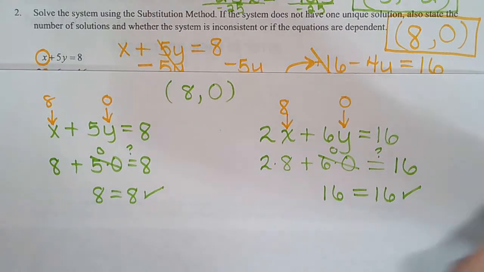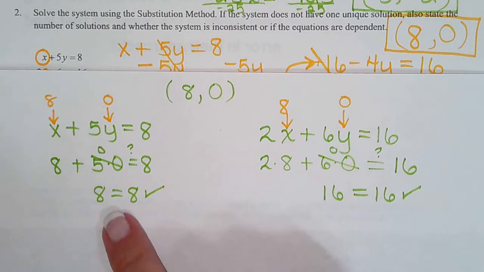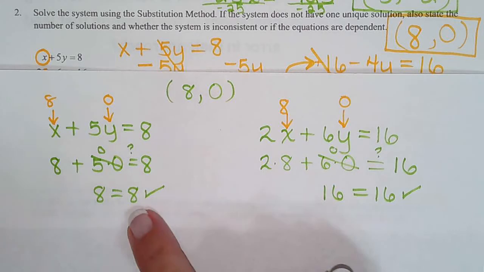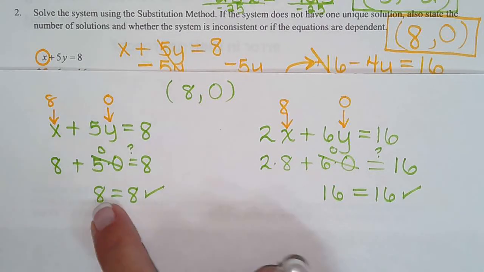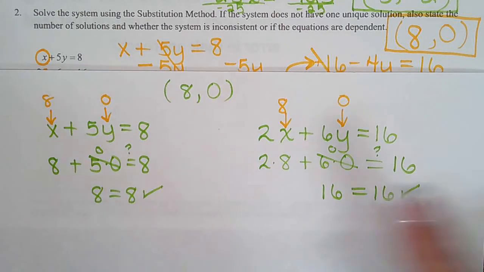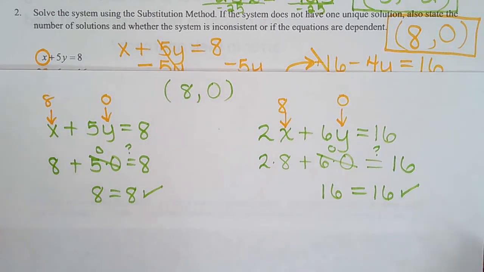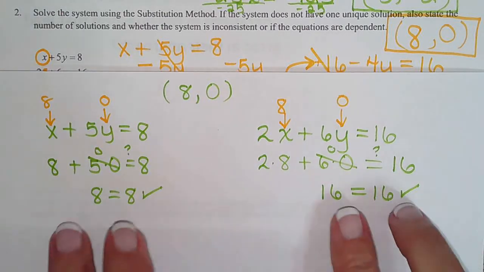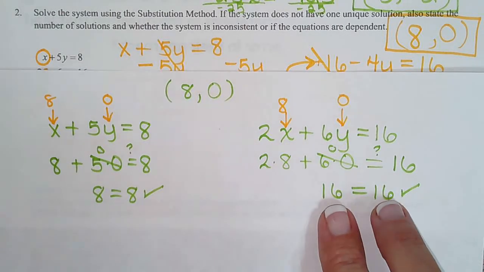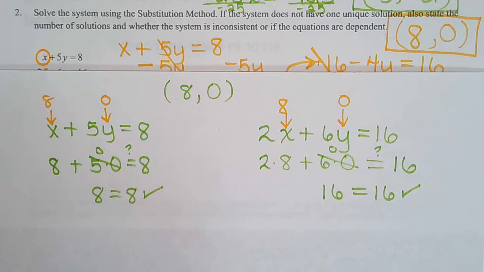So I can walk away and go, yes, I know I got that one right because I just checked it and I got a true statement for both. True meaning the same number on both sides. It has nothing to do with your solution. It just has to be the same number on both sides. And if you have that, same number on both sides of the equal, that means it is a solution for both of those lines, or it is a point on both of those lines. So that's how you do the check.